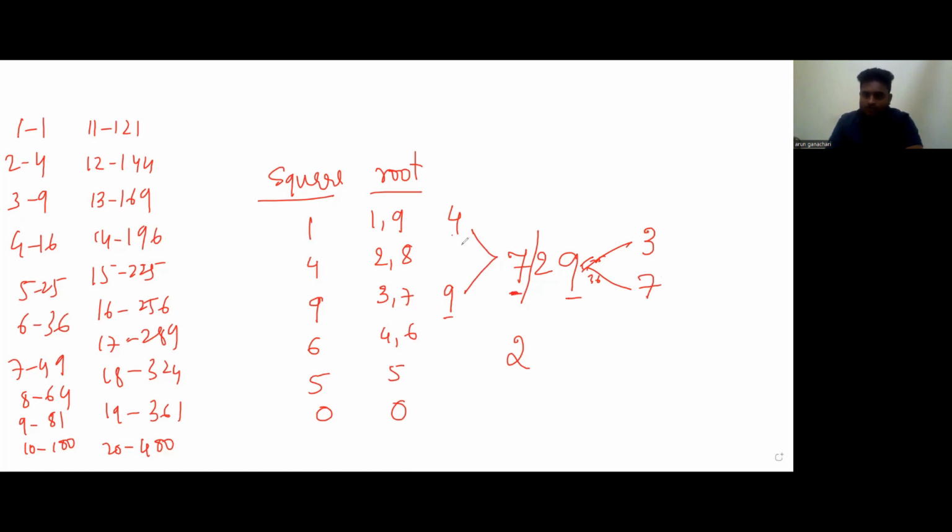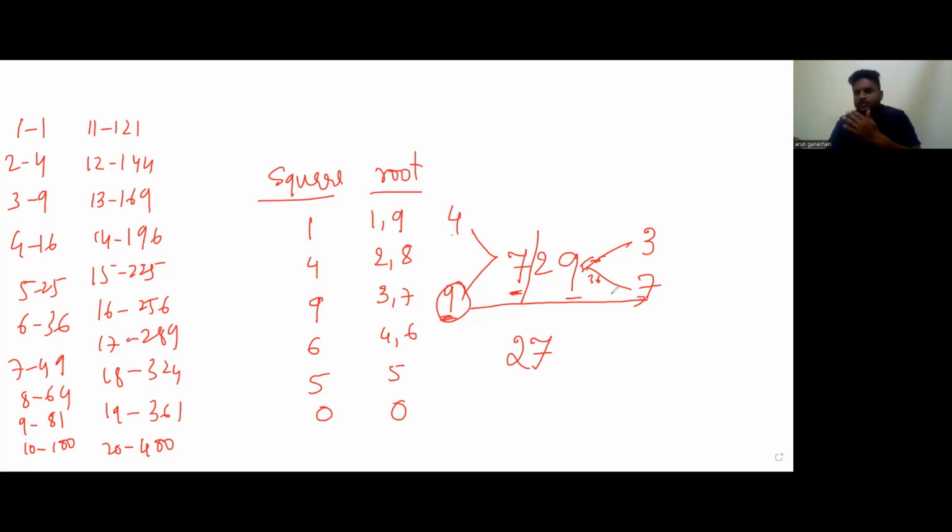Is 7 closer to 4 or closer to 9? It is closer to 9. So I have to take the digit which is higher, 7. So I'll take it as 27. Understanding what we did here?